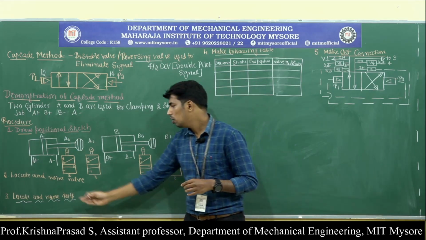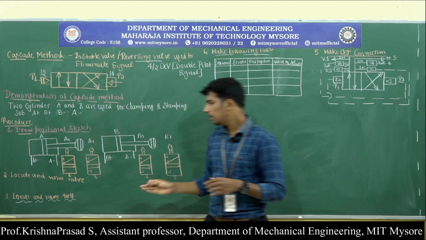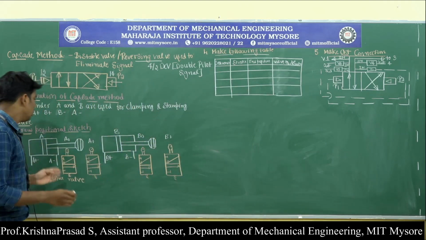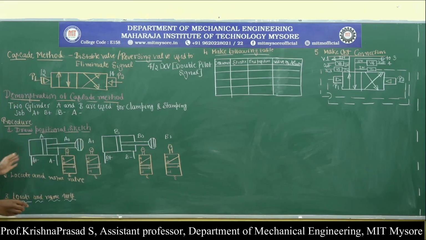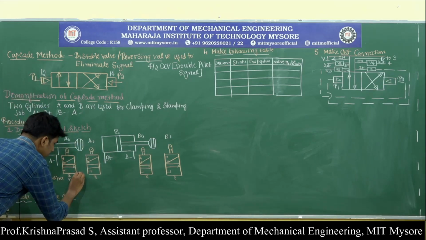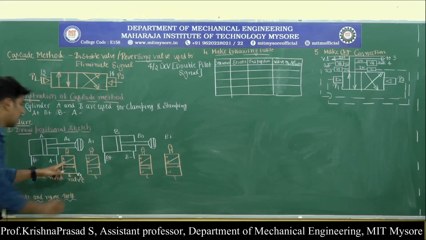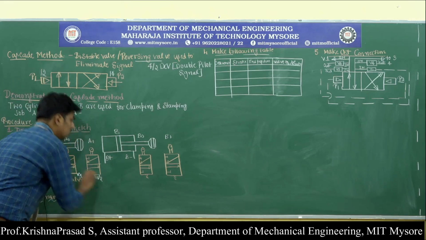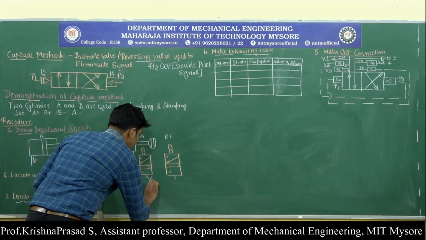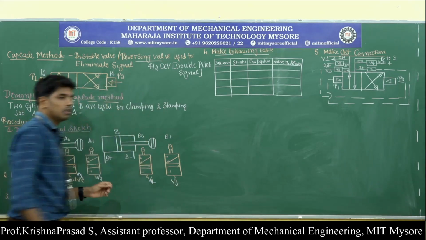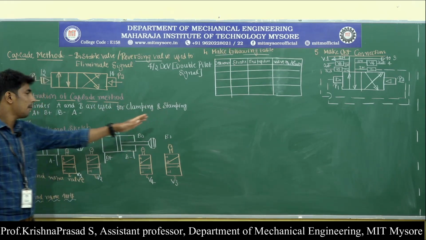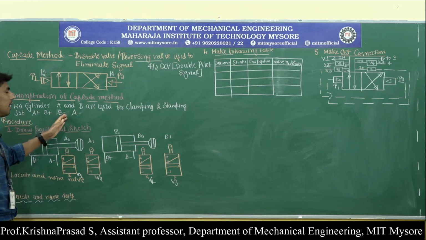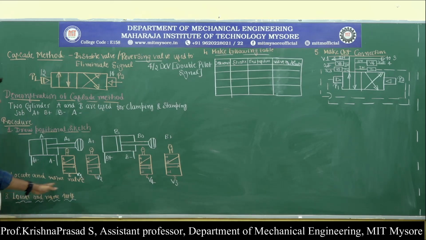So next is locate and name the valve. Here we need to name the valves, the 4 directional control valves, for the stamping as well as the clamping operation. Initially I am naming it as V1, and this is V2, and this is V4, and this is V3, and this is regarding the sequence of the clamping and stamping operation for A plus, B plus, B minus and A minus.